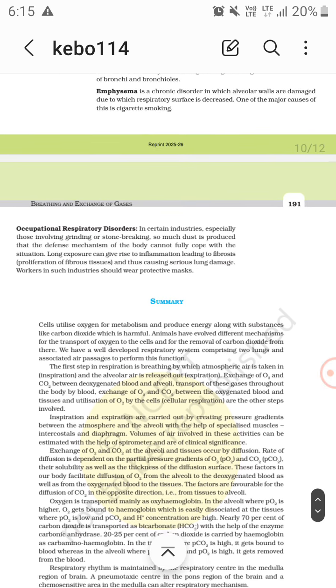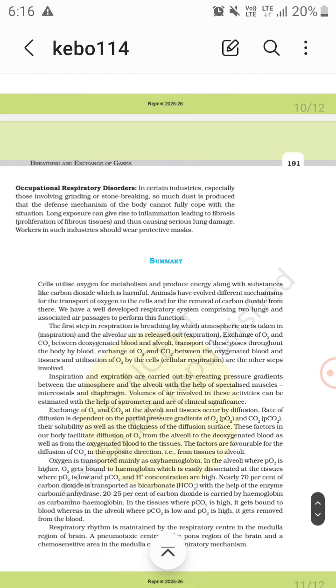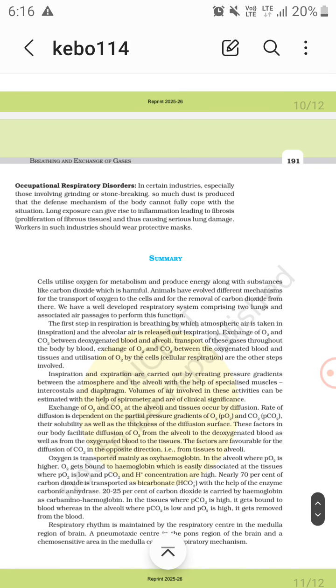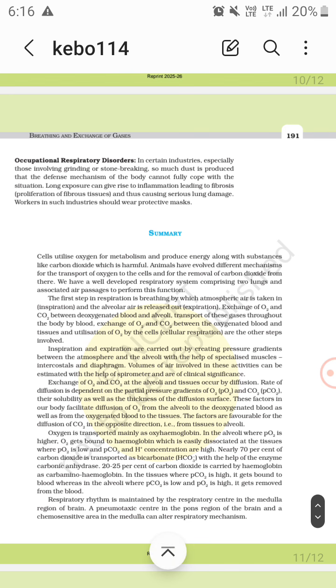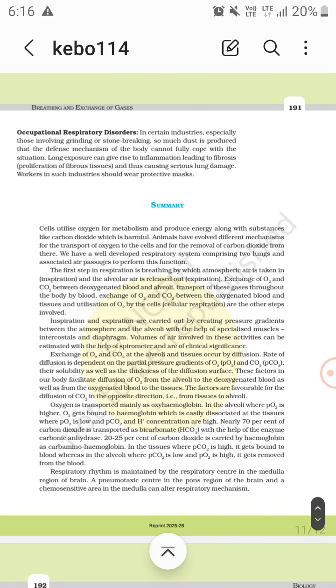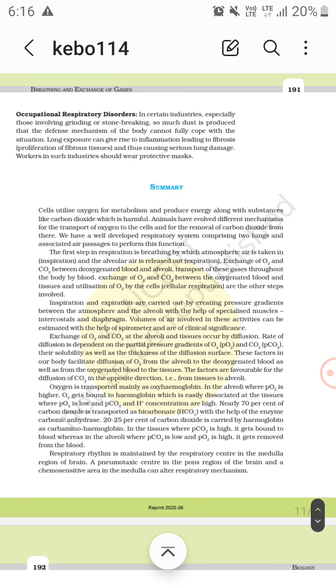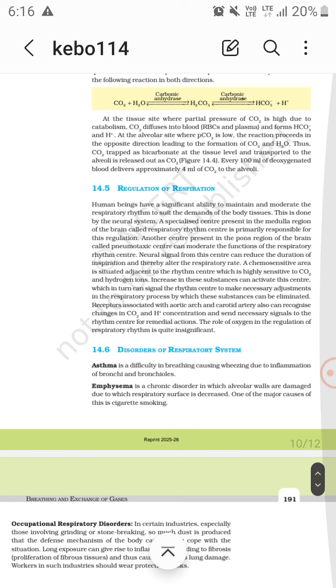Occupational respiratory disorders involve grinding or stone breaking, which produce dust. The body cannot fully cope with this through its defense mechanism, so long exposure can give rise to fibrosis, that is, proliferation of fibrous tissue, causing lung damage. So workers in industry should wear protective masks. These are the disorders of the respiratory system.